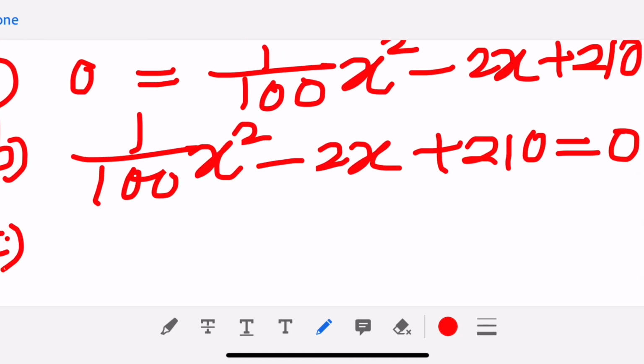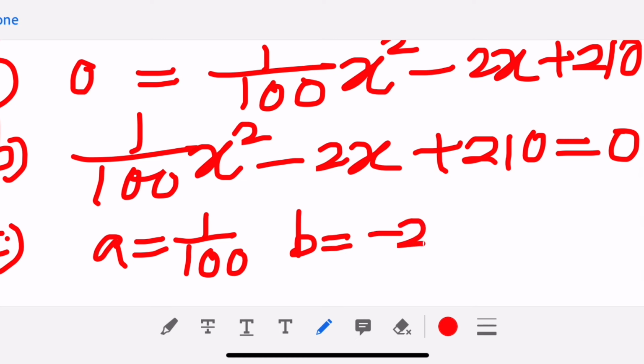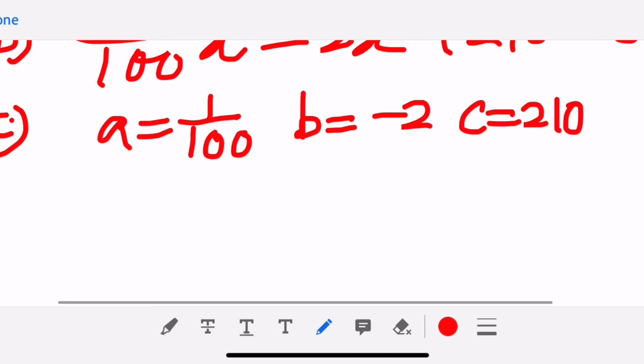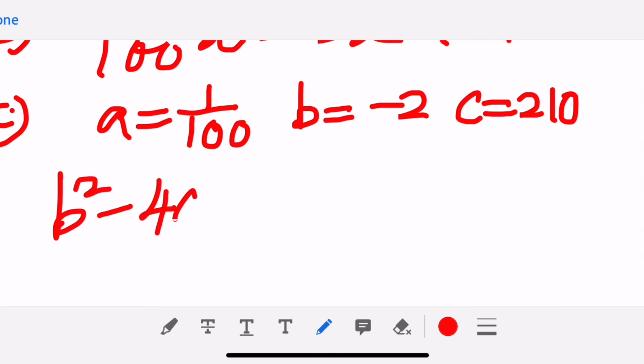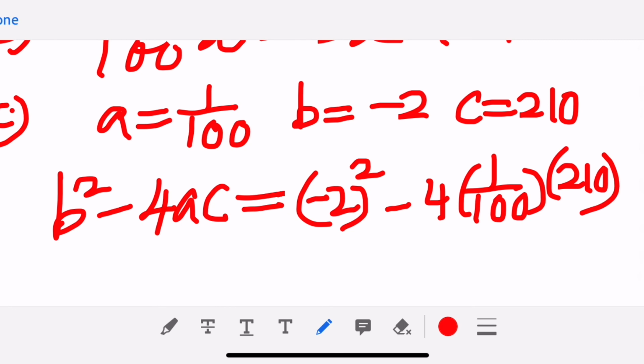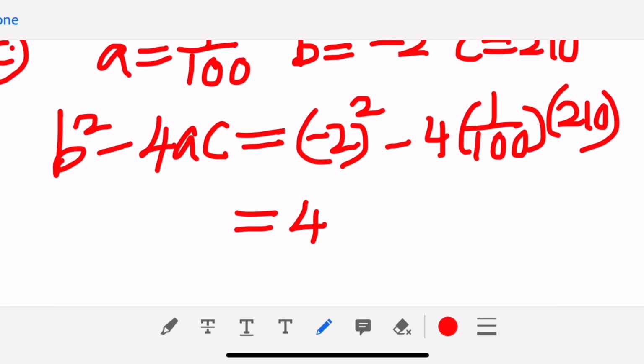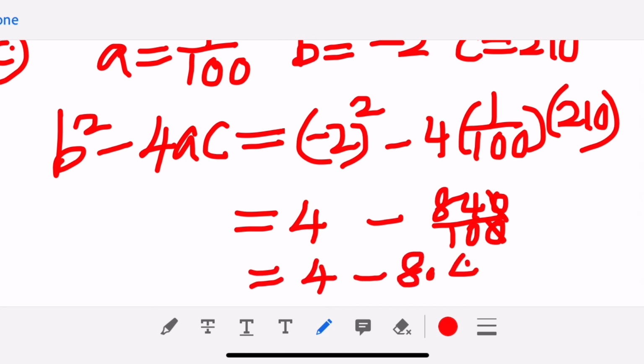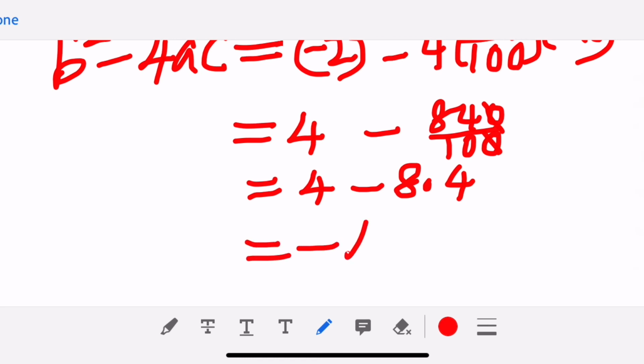Now for C, this is the equation. We have to use a is 1 over 100, b is negative 2, and c is 210. And we need to show b squared minus 4ac less than 0. So you cannot equal to 0. You must show it is less than 0. So negative 2 squared minus 4 times 1 over 100 times 210. And you try to simplify. This is 4 minus 840 divided by 100. So if you cut, this is 8.4. 4 minus 8.4. Yes, it is a negative value.